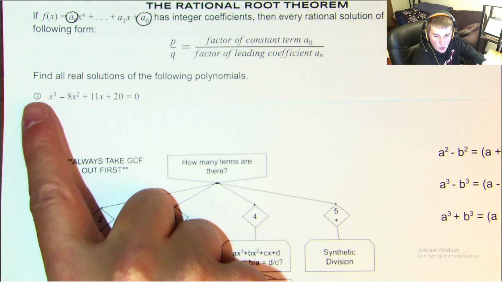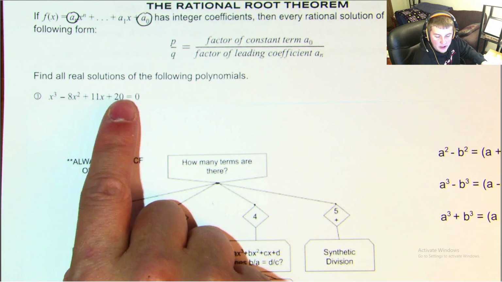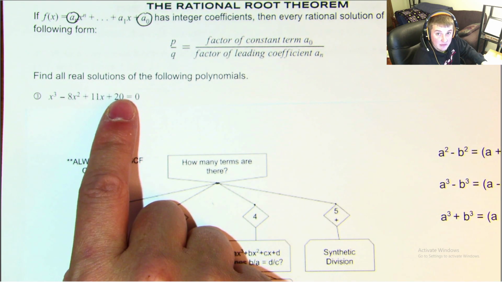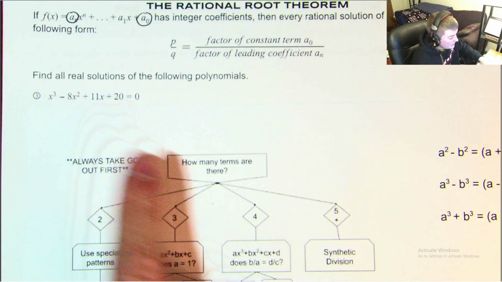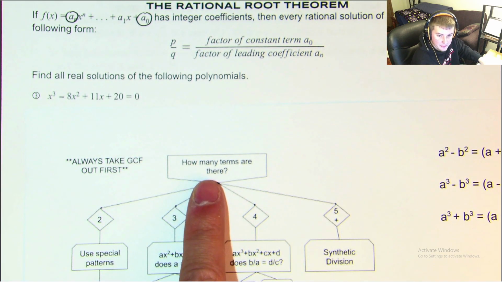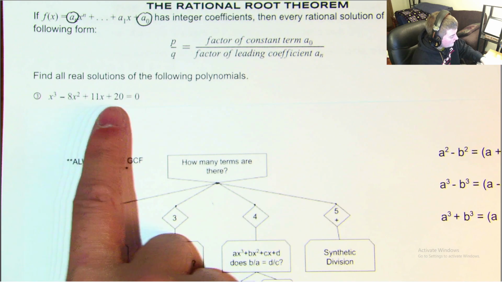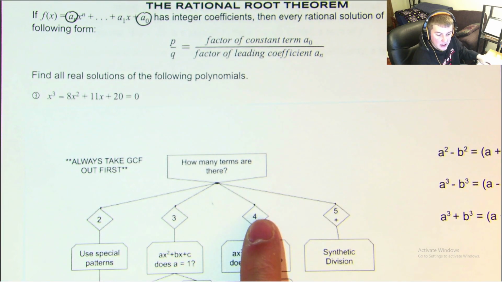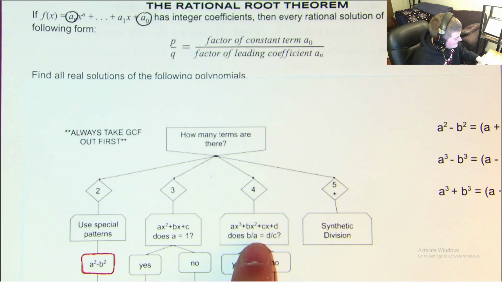Okay. So I'm looking at 1, negative 8, 11, and 20. To me, there's no greatest common factor. Okay. So then I have to ask my questions: how many terms are there? Well, there's 1, 2, 3, 4. There's 4 terms.